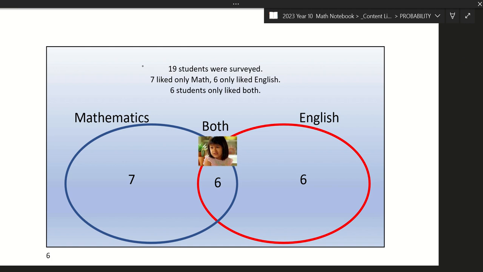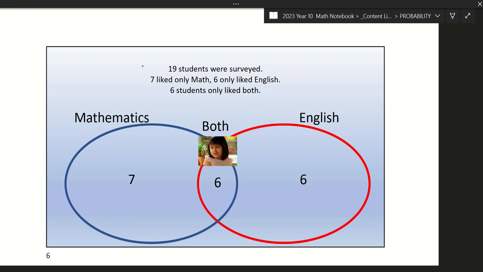Kane, what are the two subjects here? English and maths. Okay. Can I ask you then, what do the numbers tell you? It's the people for what? Yeah, the people for both English and math, depending on what they like. Okay. Now, according to this, how many students do we have? What's the total, guys? 19.